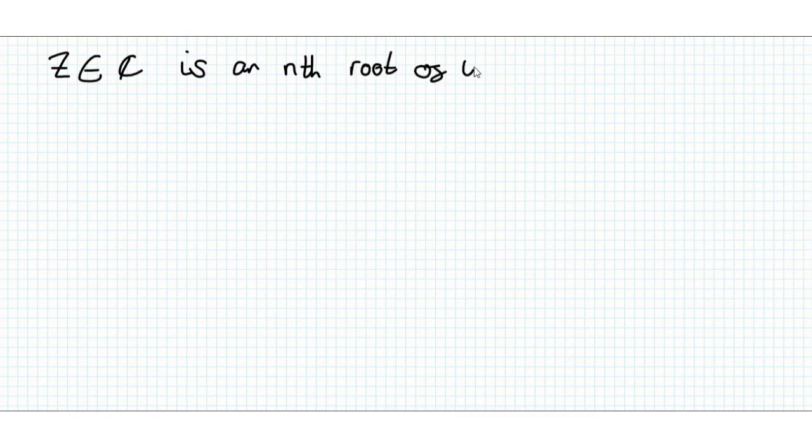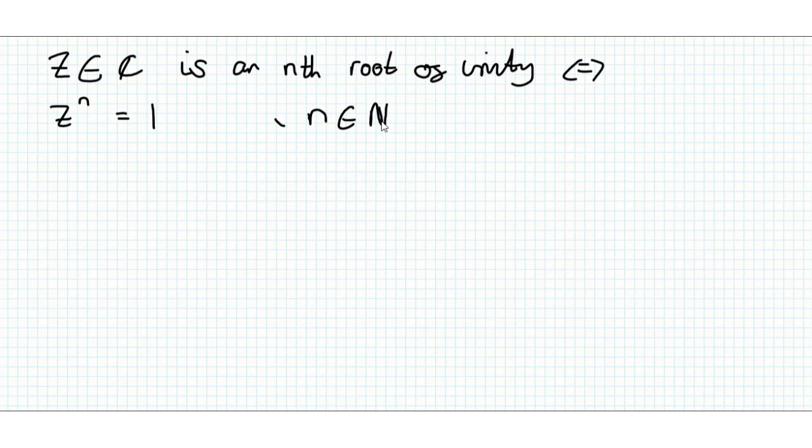So if we have some complex number z, it is an nth root of unity if z to the n is equal to 1, and just to note, n is a natural number here. That's going to bug me, I'm sure it will you guys too. Terrible handwriting.